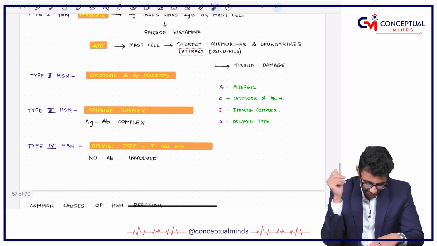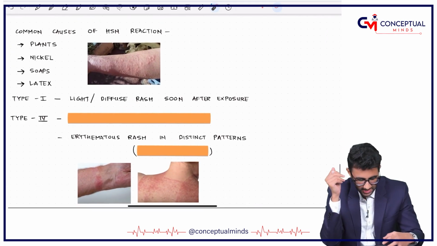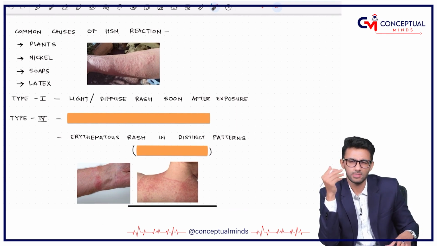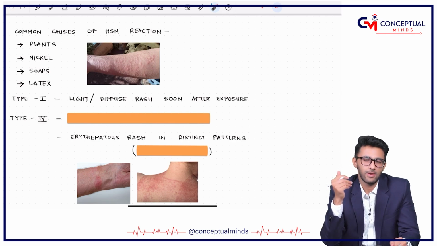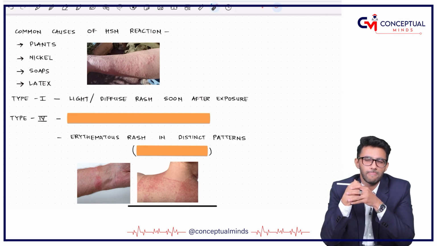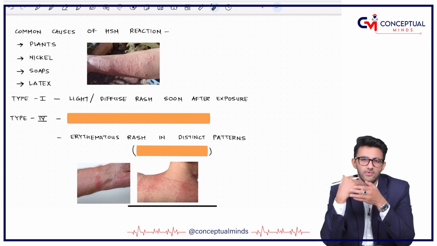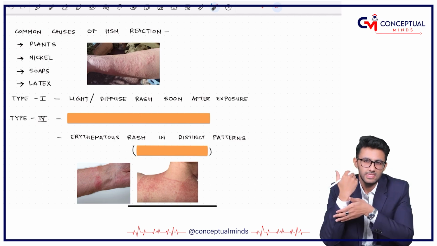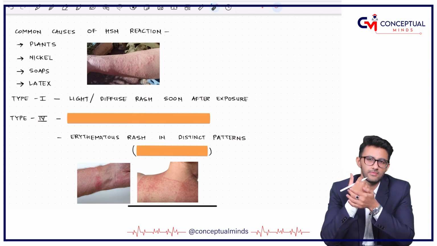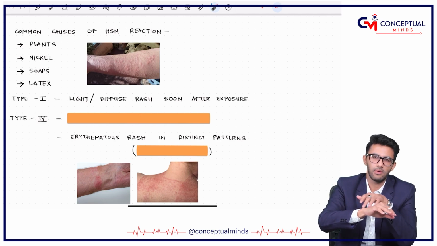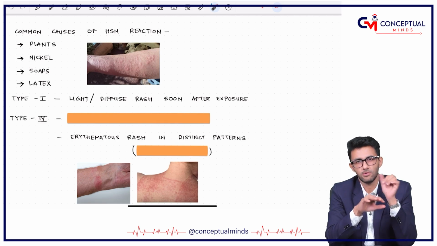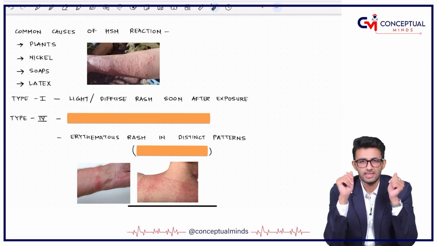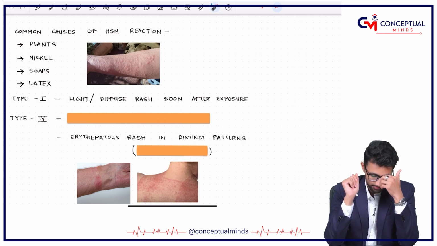Now let's come to the next thing: what all things can cause this, what are the irritants we usually face in our day-to-day life? Whenever we go outside, we might have a little bit of a bruise, or we brush ourselves against some unknown plants, or we are out walking. We come back and we see the whole thing has turned red. That is a type 1 hypersensitivity reaction.